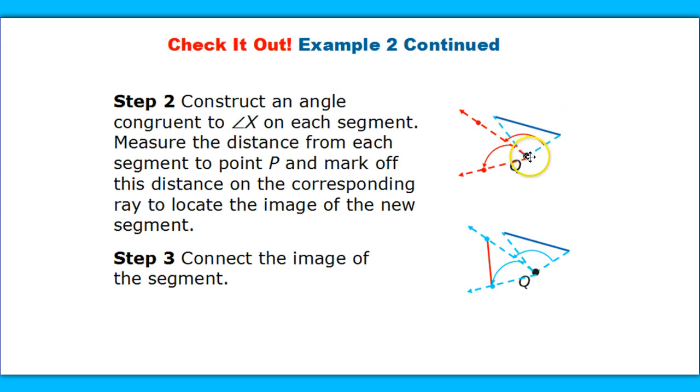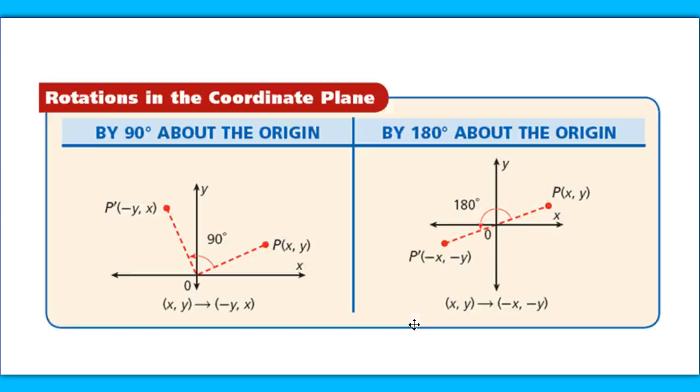So we use this, lay the ray down, and remember we're going counterclockwise, okay? So when we go from this light blue segment, we end up with a ray out here, and when we go from this second endpoint, we end up out here, okay? And remember, we then just measure the distance from point Q to the endpoint and mark that same distance off on this second ray, right? Same thing here, we measure from point Q to that second endpoint, and we measure that distance out on the corresponding ray to locate the new image for the new segment. And then we simply connect the image of the segment, connect those endpoints, and there you go.